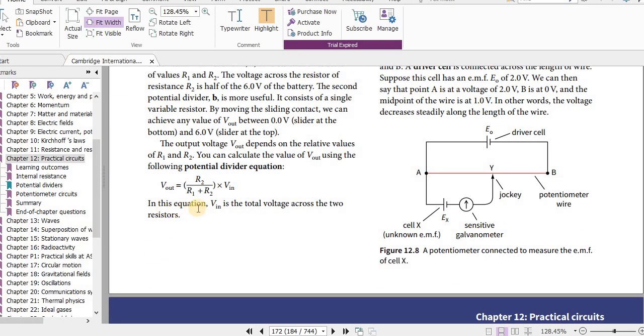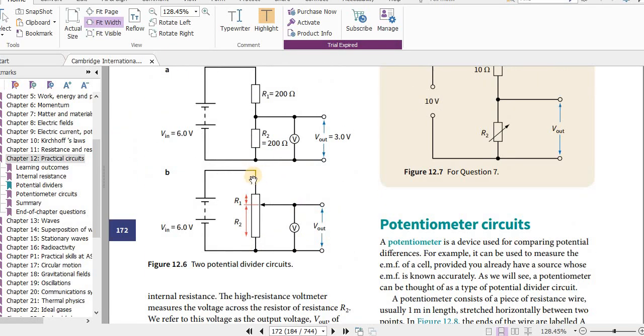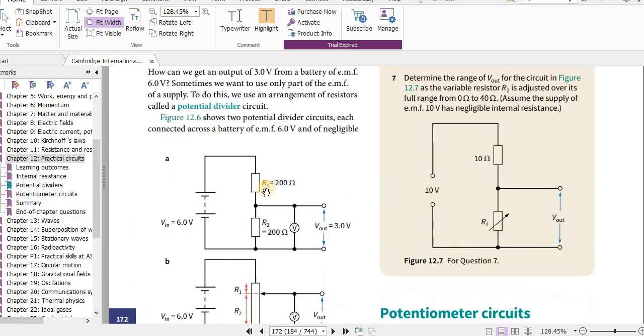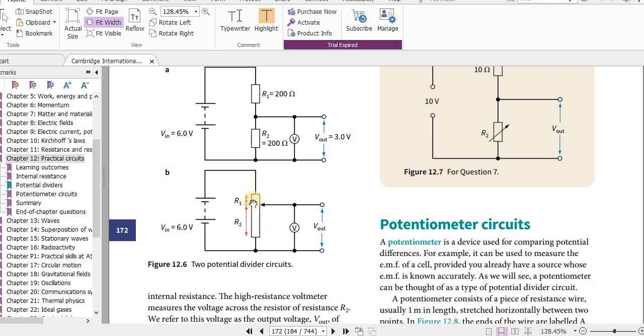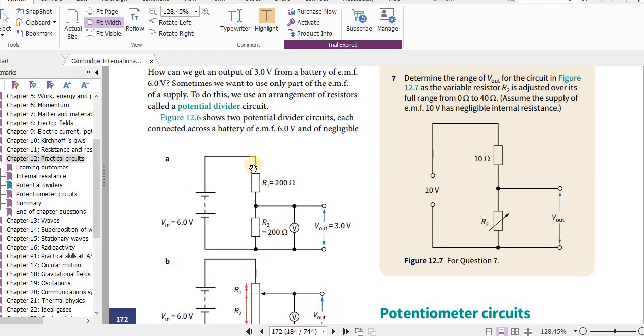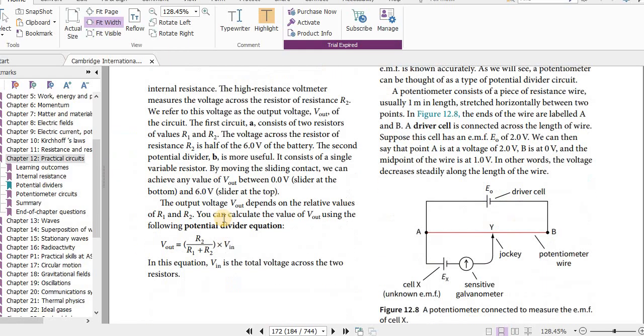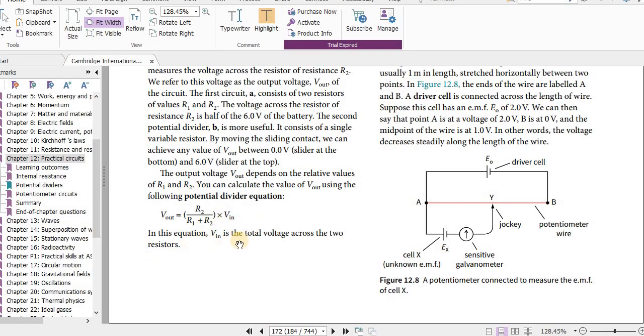Finish this last bit. In this equation, V in is the total voltage across the two resistors. So across these two resistors, it's just one resistor. This is a variable resistor, or you can think of it like this. Across this plus across this, the total is 6, which is V in. You can calculate the value.